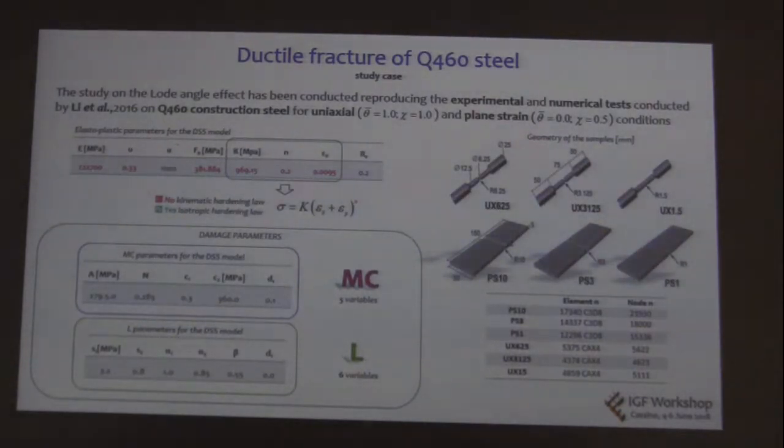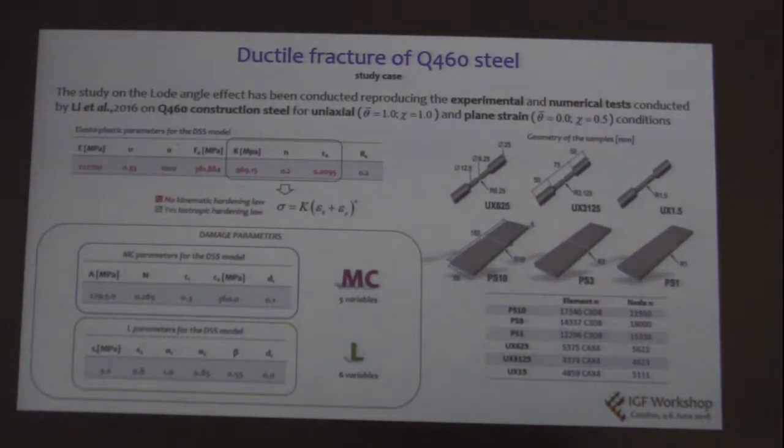Now, switching to the calibration, we chose to refer to the data presented by Lee and others in 2016 for a construction steel. As I said, we used two different sets of samples, round notch bar and flat groove plates. We took exactly the same material parameters that were given by the experimental analysis in the reference paper, and then we calibrated the set of the material parameters.